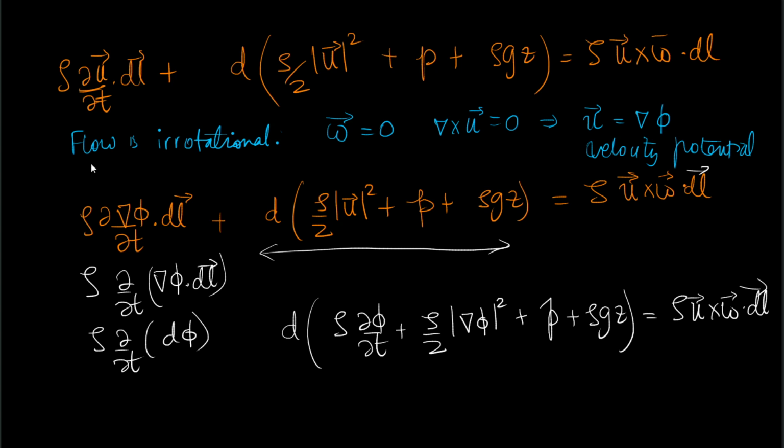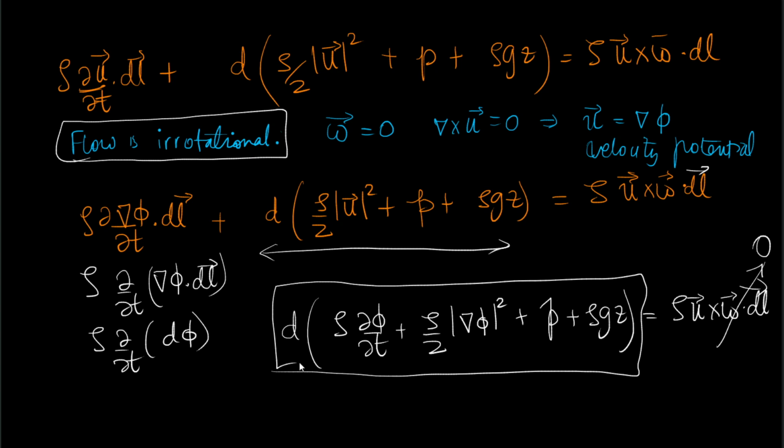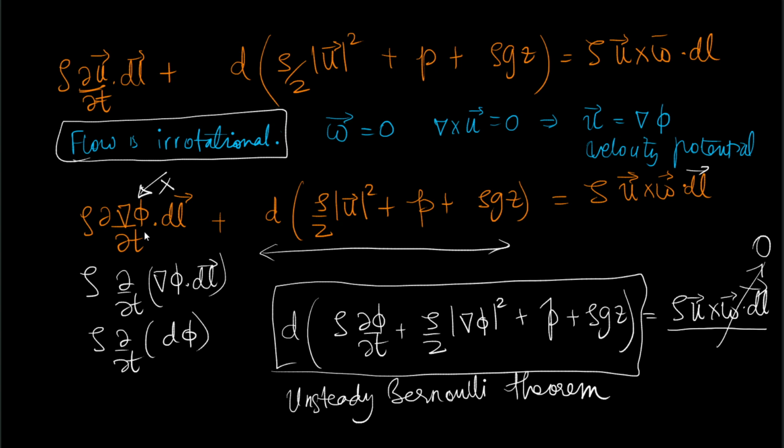But we have already assumed that the flow is irrotational, so this particular term vanishes, and so we have the modified Bernoulli theorem for unsteady flows. But this is only valid for the case of irrotational flows where the right hand side vanishes. In case it is not irrotational, the right hand side has to be written, and moreover we cannot represent the velocity in the form of the gradient of a potential.